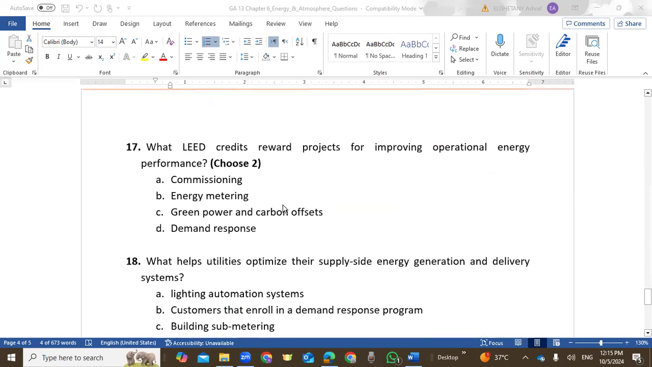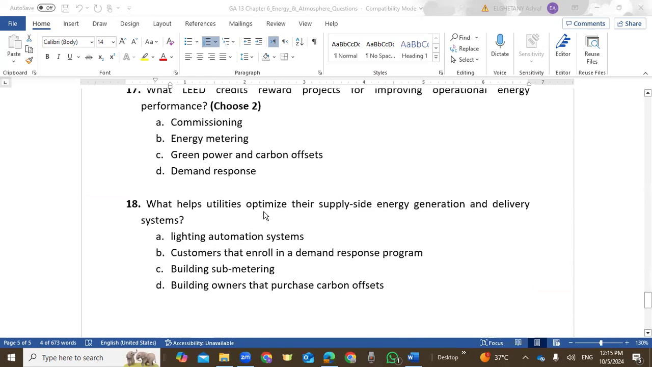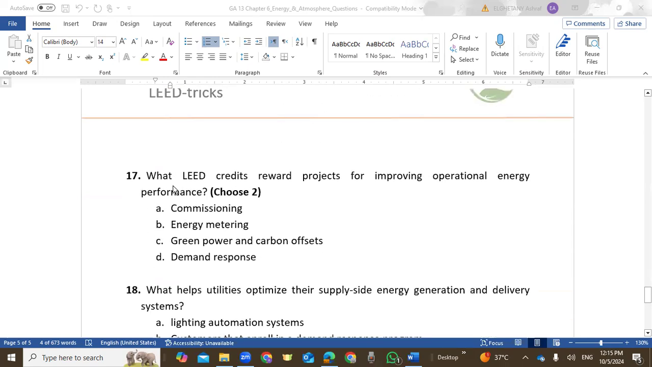Number 17, which is the last, I think. I want you to answer number 17. Choose two. Let's enter it. I open the chat box. You can see: which LEED credits reward the project for improving operational performance? Imagine here LEED credits, and they say also choose two. So you need to choose two answers. This is the first thing you need to know about this question.